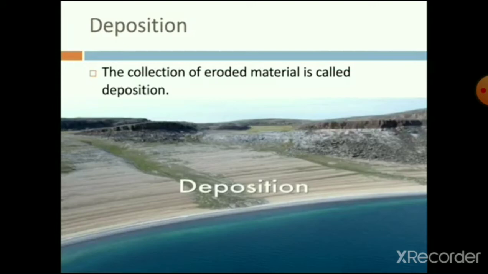Next one is deposition. Deposition is also called the process of aggradation. In this process, eroded materials like debris and finer particles of sand are moved by wind, waves, and rain, and they keep getting accumulated at one place. This collection of eroded material is called deposition.